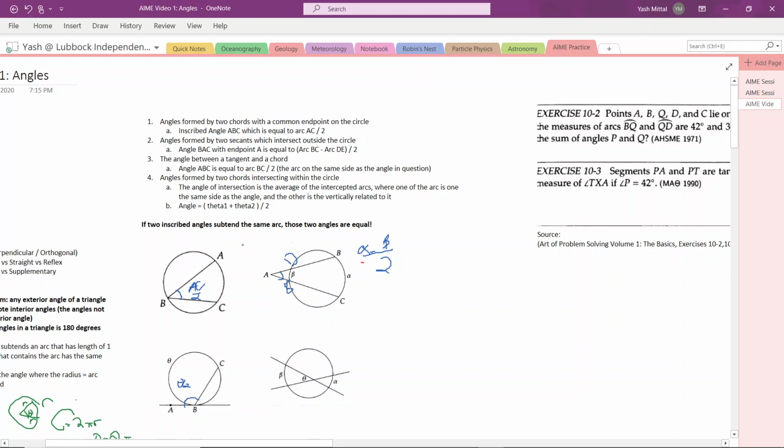Now let's look at the fourth formula, which you can figure out when two chords intersect within the circle. We figured out the case when it's on a circle and outside the circle. Now let's look at inside the circle.